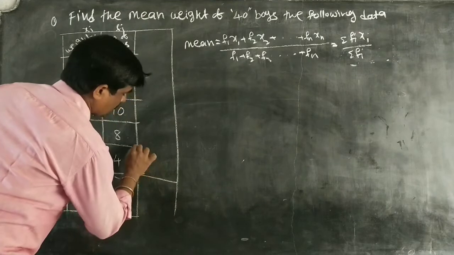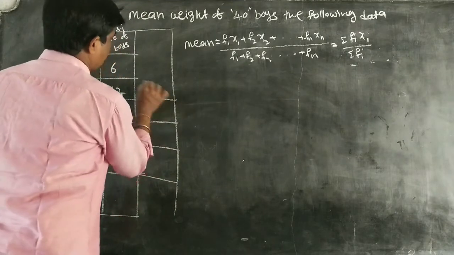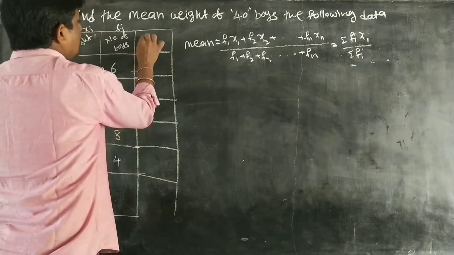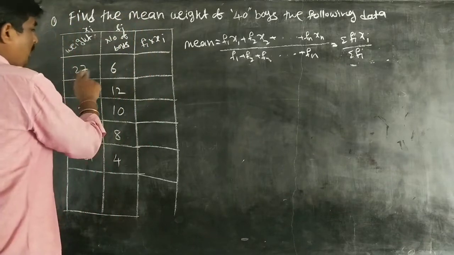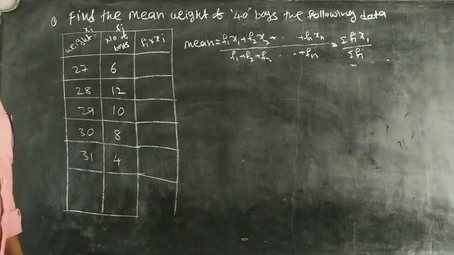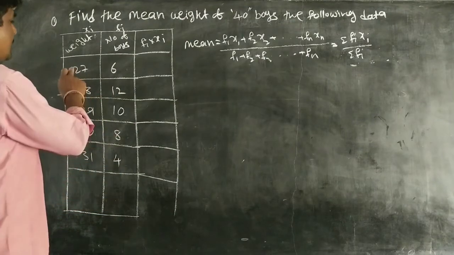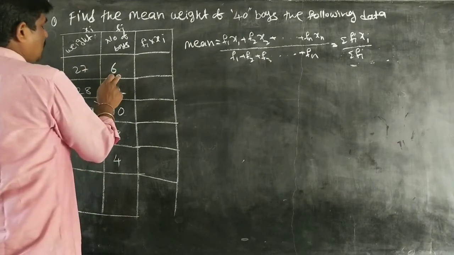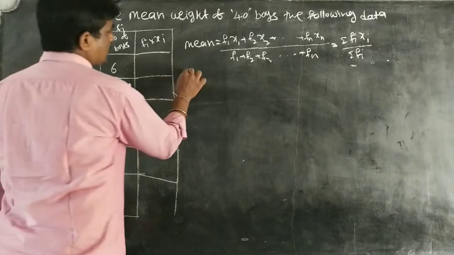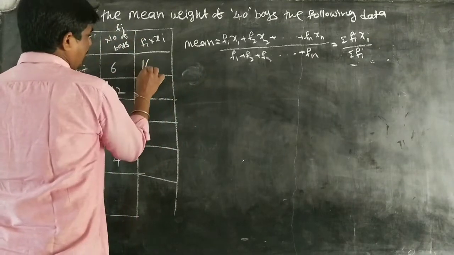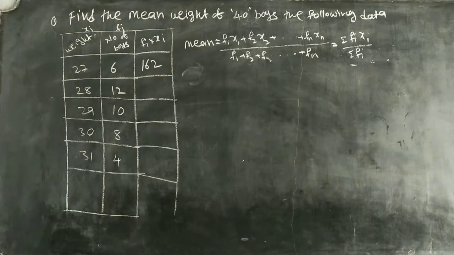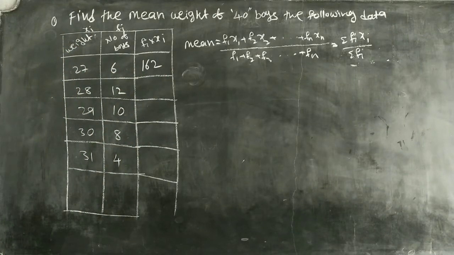And extend. Observe here. So f of i into xi, I multiply these both. Then 27 into 6. 27 into 6 is equal to 162.